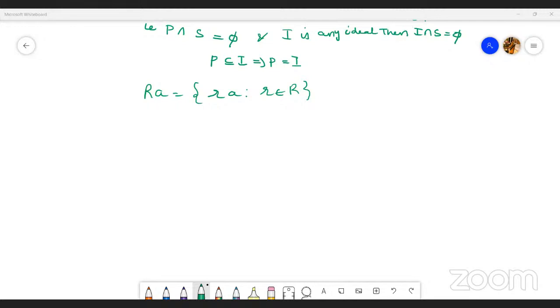Now choose an element A belongs to Q such that A does not belong to P. Why? Because it is a chain, any two elements are comparable; that is, either P is a subset of Q or Q is a subset of P. P is properly contained in Q means there is an element in Q that is not in P. Here P is a subset of Q means every element of P is also an element of Q. So A does not belong to P is possible.